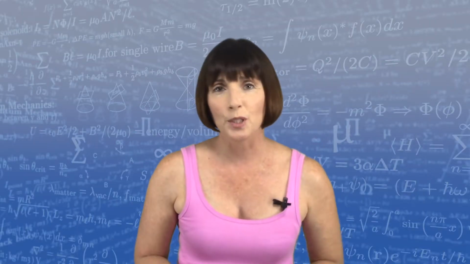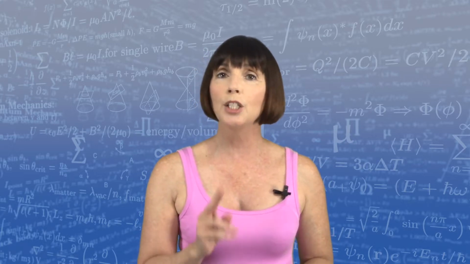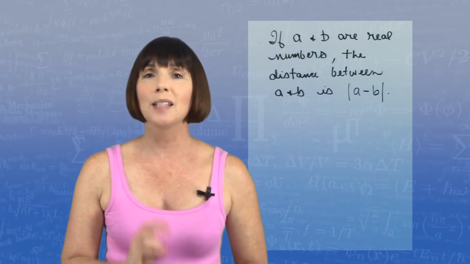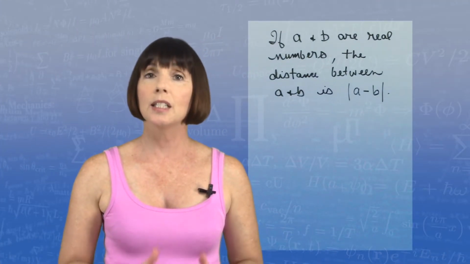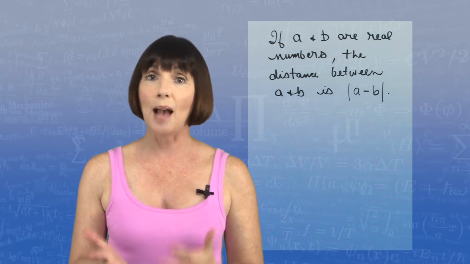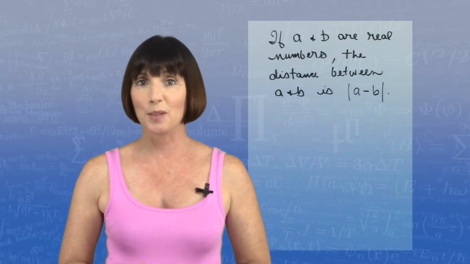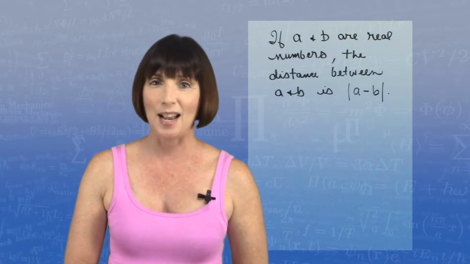Since we think of absolute value as distance, we can use it to find the distance between any 2 points on a real number line. So, for 2 real numbers a and b, the distance between a and b will be the absolute value of a minus b. Let's take a look at an example.